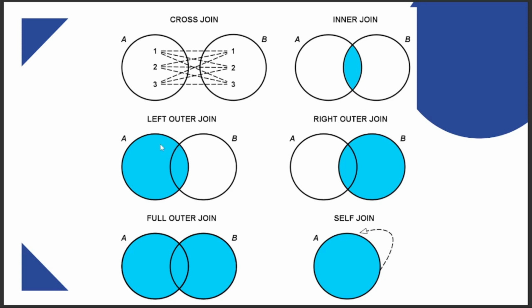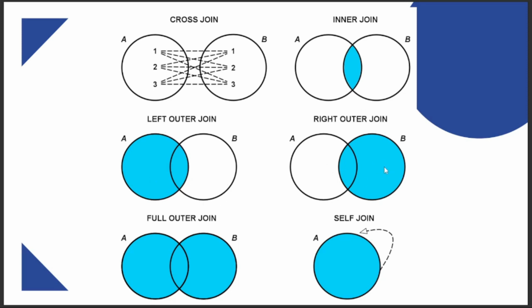In this case, suppose this is the A table and B table. You see the A table is present on the left side and the B table is present on the right side. So what will happen? Every record from A table will be retrieved along with the matching records between A and B. This blue circle denotes all the records from A, but this inner part, which is the intersection of A and B, denotes the matching records between A and B. So this is the meaning of left outer join.